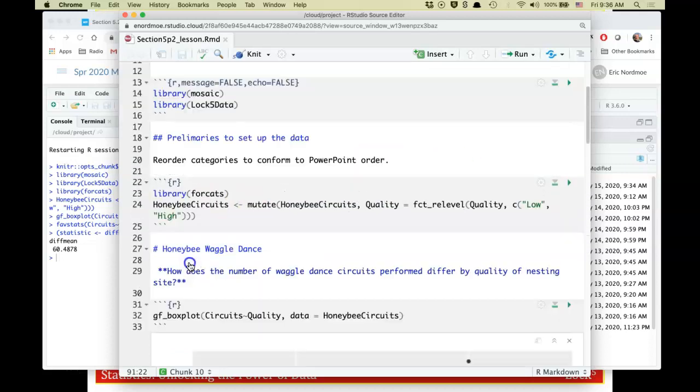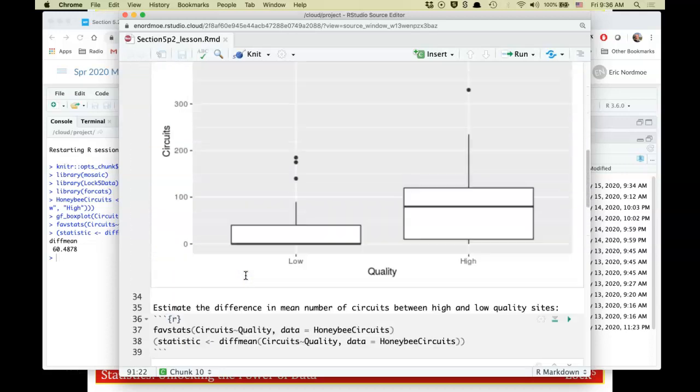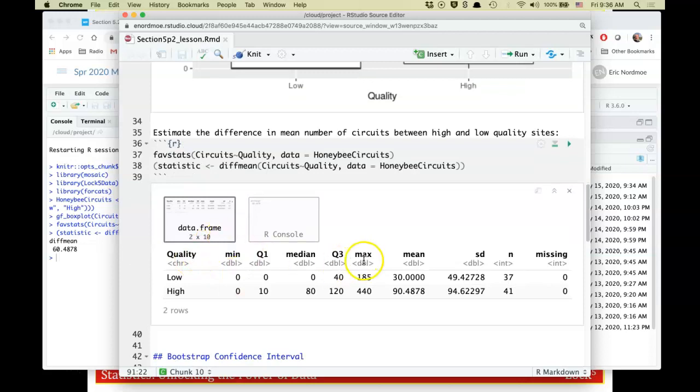Okay, here it is. So I use favstats. It's jumping around on me a little bit. I use favstats to look at circuits by quality. So I get quite a big difference in the mean. But the question is, with all the variability in the data, is that going to be significant?